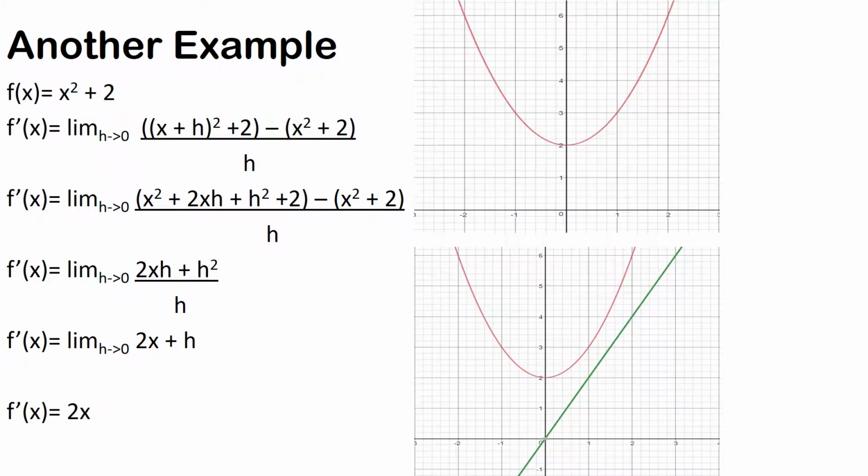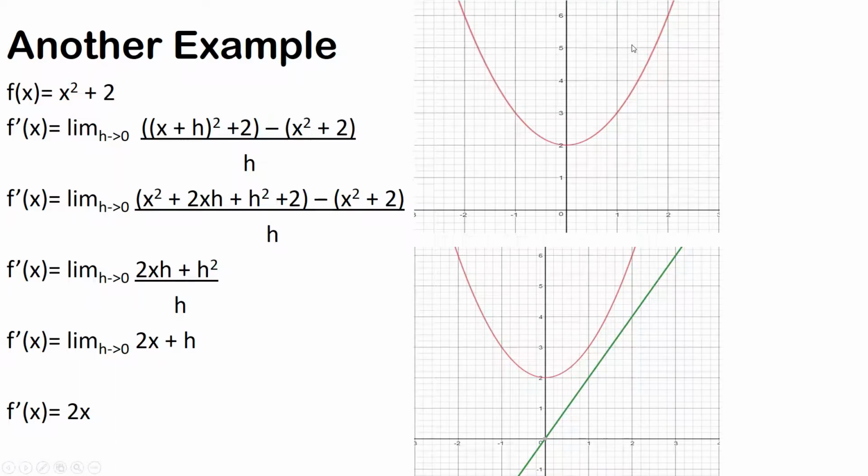Let's get into a different example. Say we have the function f is equal to x squared plus 2. Following the limit definition from prior, we have f prime of x is equal to the limit as h approaches 0 of the function x plus h squared plus 2 minus x squared plus 2, all over h. When you FOIL out the polynomial, you get the limit as h approaches 0 of x squared plus 2xh plus h squared plus 2 minus x squared plus 2, all of that divided by h.